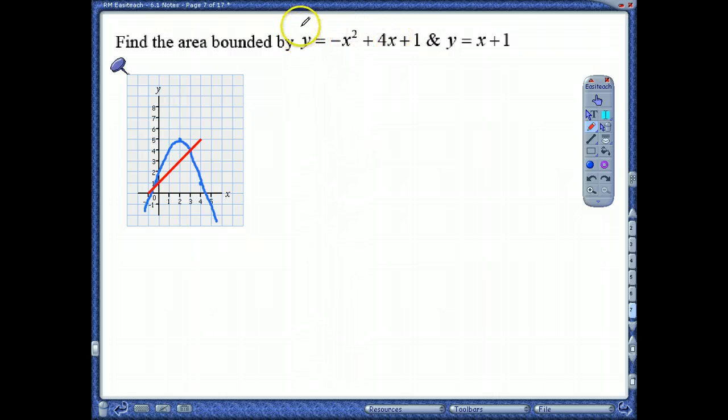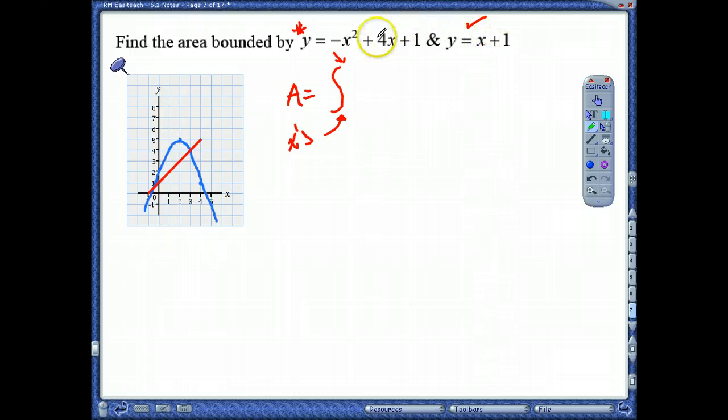We know this is a parabola pointing down, and I know the y-intercept is at 1. I know this guy is a line. His y-intercept is 1. So already we know one of those points of intersection. Now, they both have the y-intercept of 1, but look at this. This is in terms of x. So when I find that area, these need to be x's. So when I find those points of intersection, I'm looking for my x coordinate.